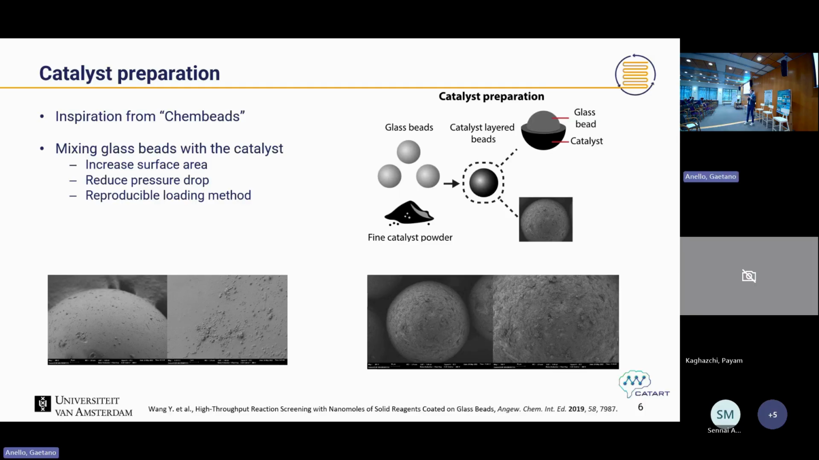And we thought we could use this to basically artificially increase the size of our particles without having to use a lot of catalyst. And by doing this, we can force the gas to run over the catalyst and minimize the pressure drop. And on the pictures, on the left, you can see the normal glass bead. There's still some glue residue on there. And then on the right, you can see it after doing this coating procedure. So you can see a very nice uniform layer on the bead. And it also allows for very reproducible loading and low amounts of catalyst to go actually in the reactor.